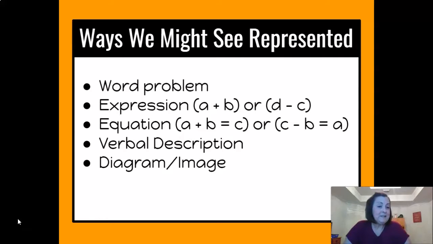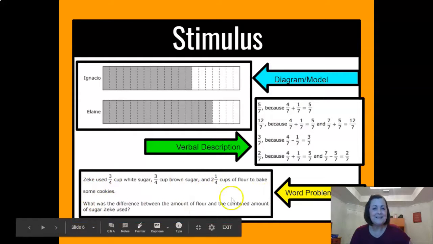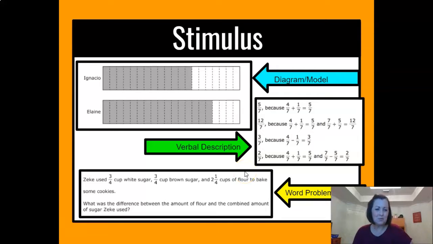How might we see addition and subtraction of fractions represented? Well, we might see them in a word problem or as an expression, an equation, a verbal description, or as a diagram or image. Here are some examples. This top example here is a stimulus representing a diagram or model. So I want you to think about what type of questions you could think of using this model. This model right here, in this box here, is a verbal description. And then right here in this bottom box is a word problem. So these are 3 examples of how we might represent some of our fractions.